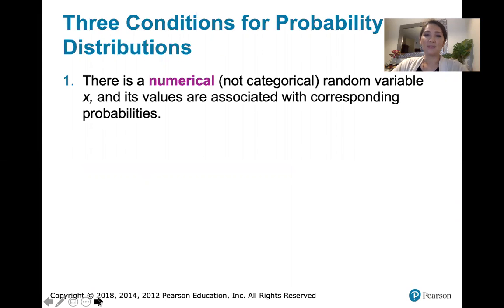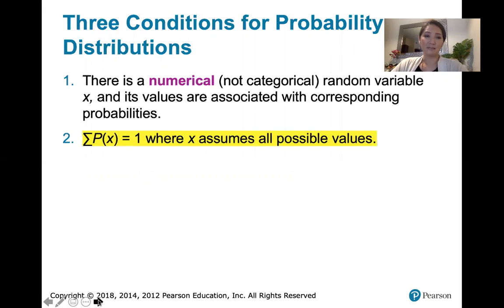First of all, there must be a random variable x. Now remember, random variables are numerical, not categorical. So if you see categories in a table, you know you're not looking at a probability distribution. Now, associated with each value of that random variable, we have to have a corresponding probability. Next, the sum of the probabilities needs to equal 1 when x assumes all possible values.